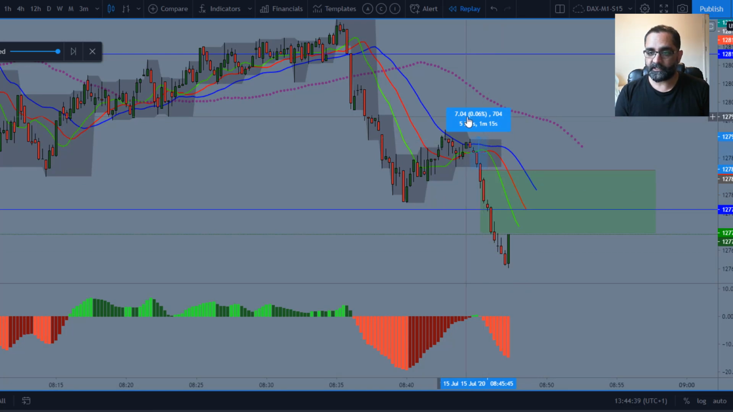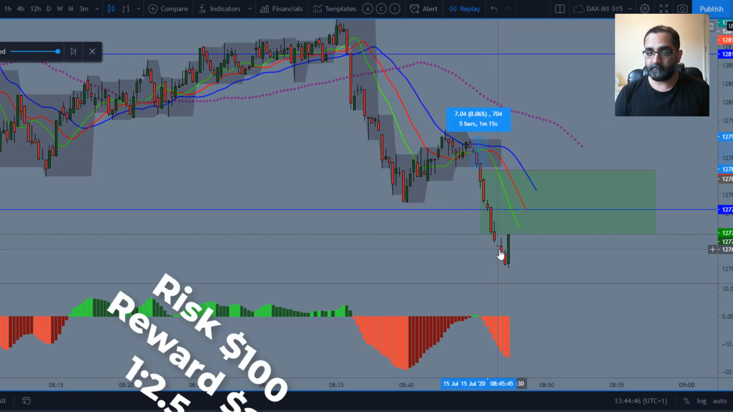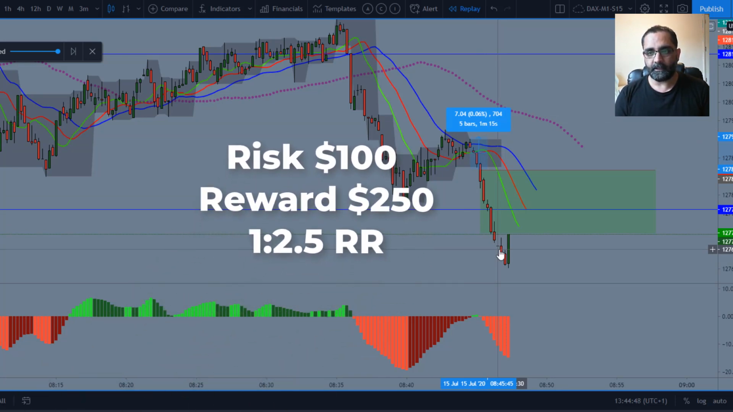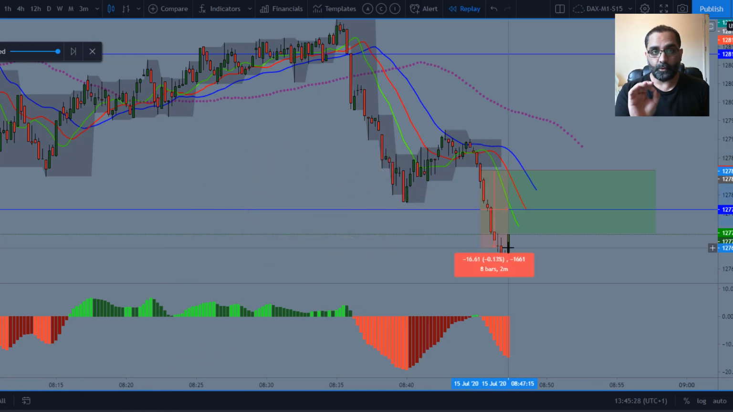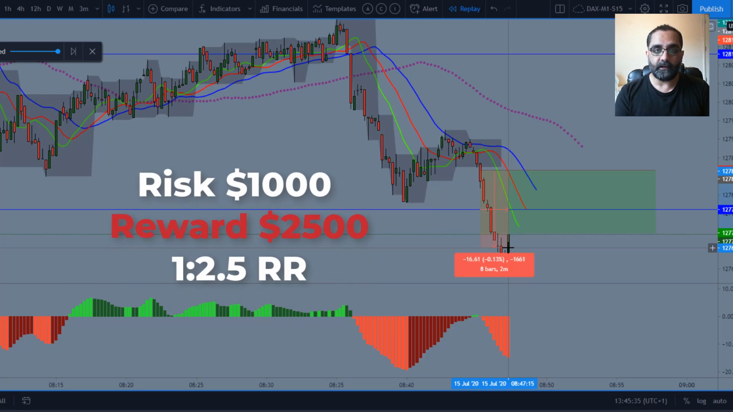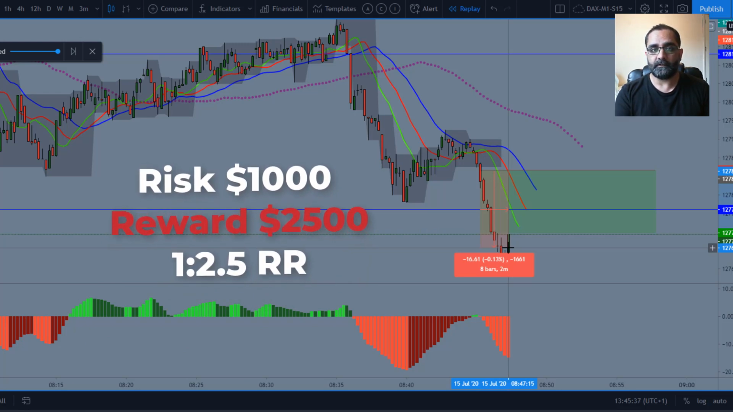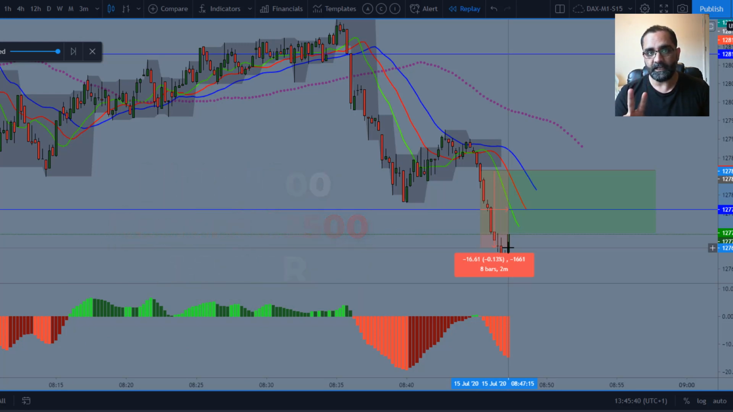Your risk was 7 points, and you have grabbed yourself a 17-point profit. That's slightly more than 2.5, around 2.5R. So if you risk 100, you made 250 on this trade, and all it took was 2 minutes. You risked $1,000 on this trade and you made $2,500, or for a risk of 100, you made $250 within 2 minutes. All you had to do was wait for this perfect setup, go to the M15, the S15 or S12 chart, and do it.